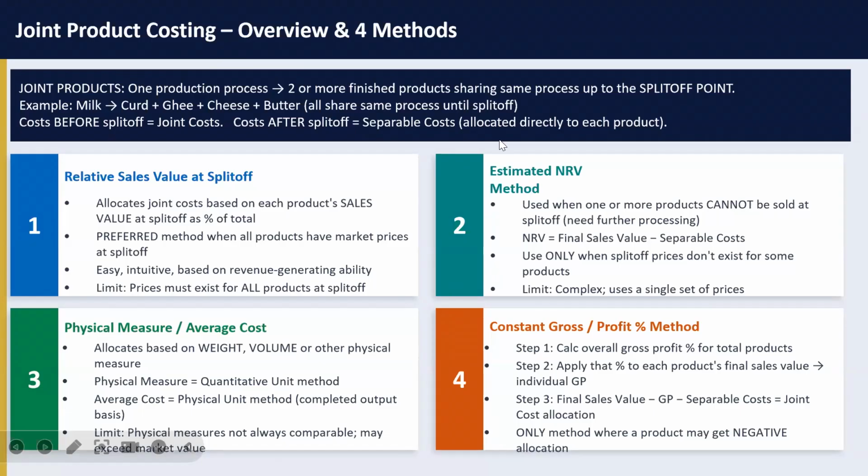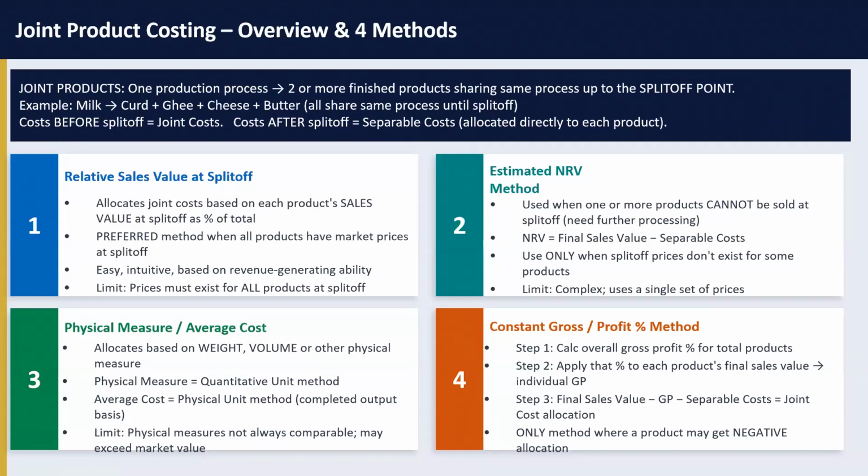Okay. Now, what are the four methods available for calculating this joint cost? Let us take the example of milk turning into curd, ghee, cheese and butter. These are the joint products that have resulted. This joint cost we need to allocate among these 4 products, right? On what basis are we going to allocate the joint cost for these 4 products? That is what we study in joint product costing.